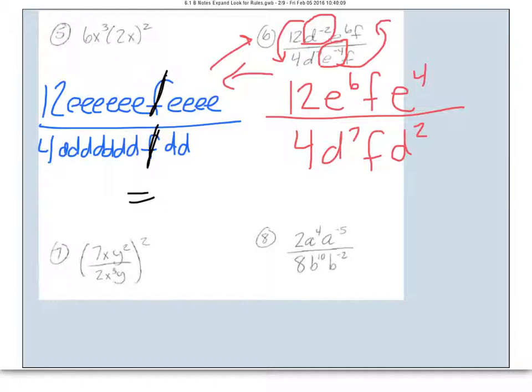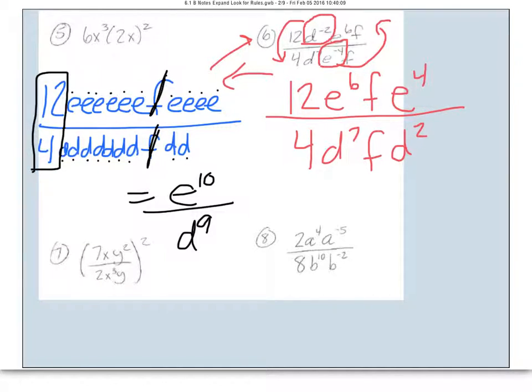So count how many there are. 1, 2, 3, 4, 5, 6, 7, 8, 9, 10. So we have e to the 10th power. And d's, 1, 2, 3, 4, 5, 6, 7, 8, 9. d to the 9th. Now be careful, we do have 12 divided by 4 still, which is the number 3. So I'm going to put the 3 on the top because 4 goes into 12 3 times. So notice this 3 is on the top. I don't technically write the 1 on the bottom, so I'm just going to leave it like this, and that's your answer.